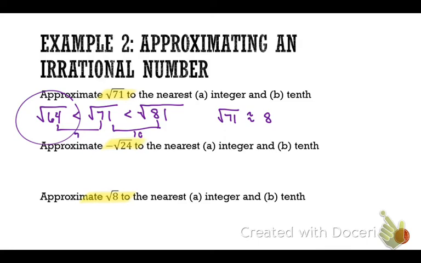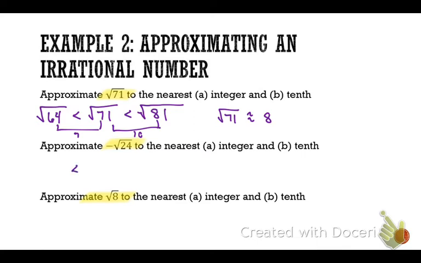Like I said, we're not going to worry about the tenth. I want you to get really good at the integers. I got 8 because 71 was closest to the perfect square of 64. The square root of 64 is 8. So I'm just picking the perfect square that it's closest to. Now, on this next one, it's negative. Don't worry about the negative yet. Let's just deal with 24.